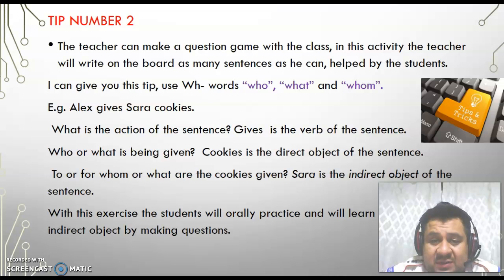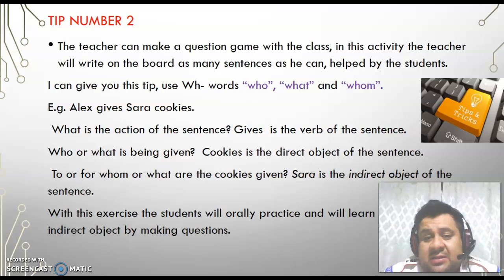What is the action of the sentence? Gives is the verb in the sentence. Who or what is being given? Cookies is the direct object of the sentence. To or for whom or what are the cookies given? Sarah is the indirect object of the sentence. With this exercise, the students will orally practice and will learn how to find the indirect object by making questions.